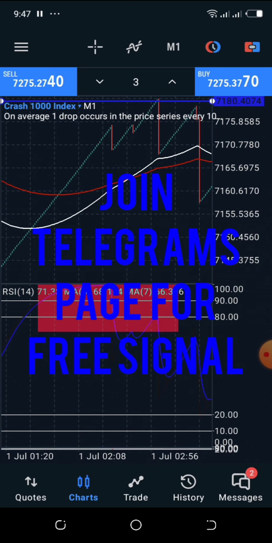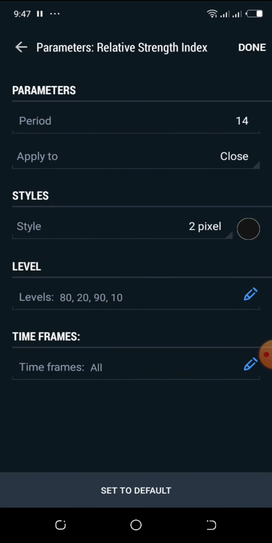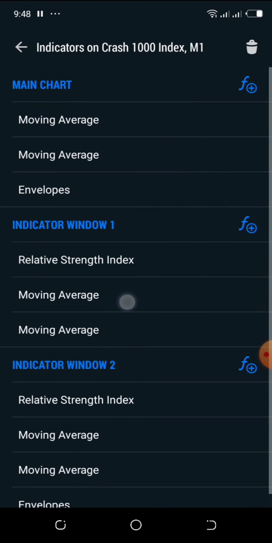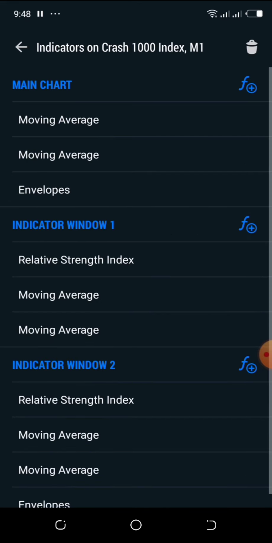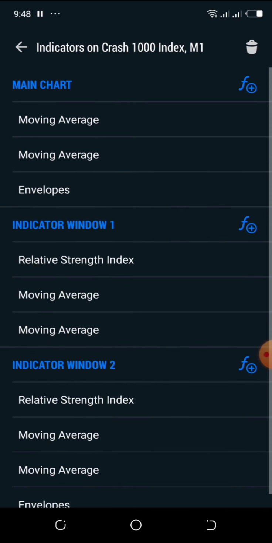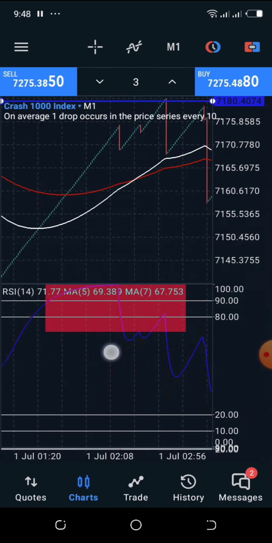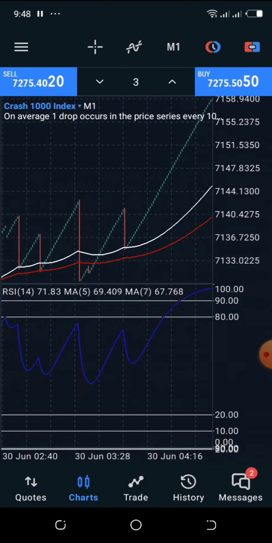So let me show you the settings again for you to see it. The relative strength index, don't forget that this is black. Then after that, moving average, the first one is black also, then the last one is blue, and the period is 7. So your chart should look exactly like this. You might change your own blue color to whatever color you want.